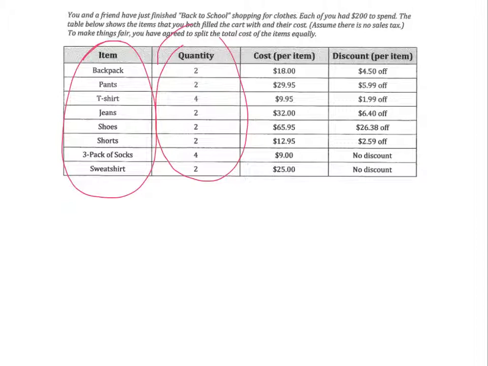The third column tells you how much each item costs. So if one backpack is $18 and you buy 2 of them, how much money are you going to spend? $36.